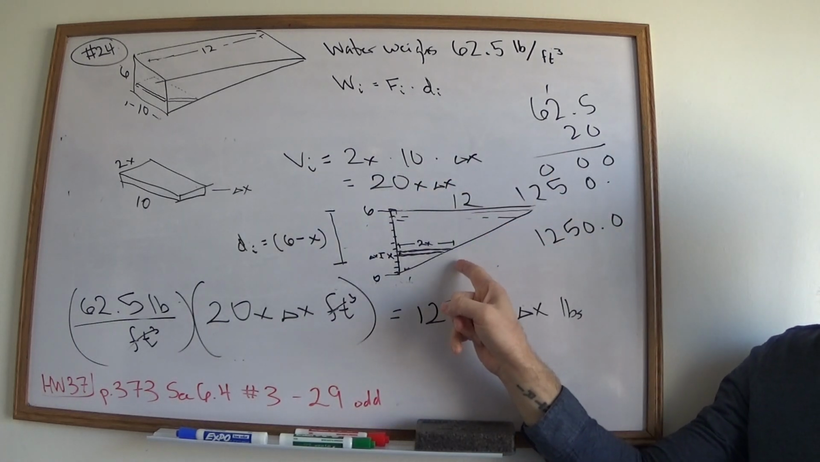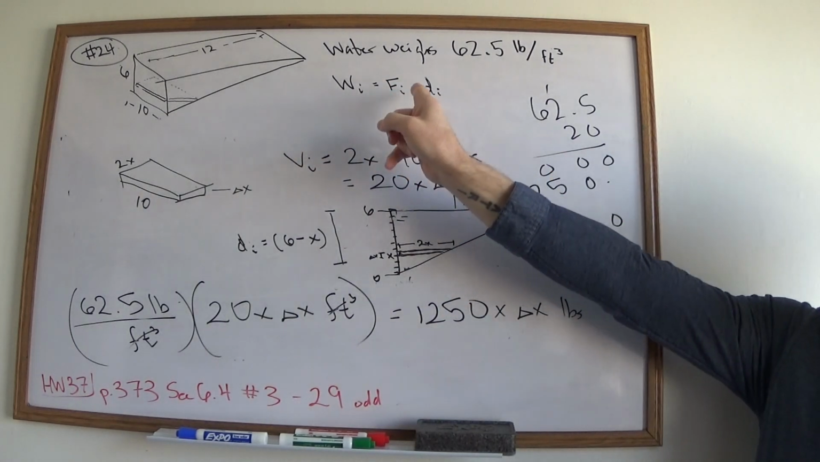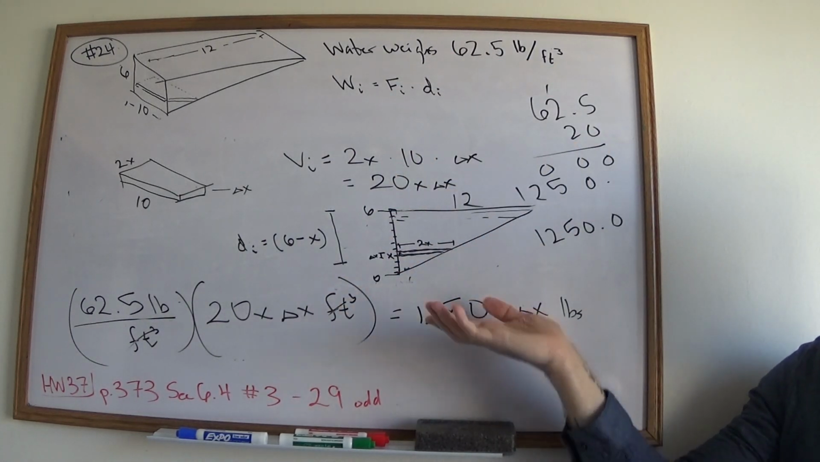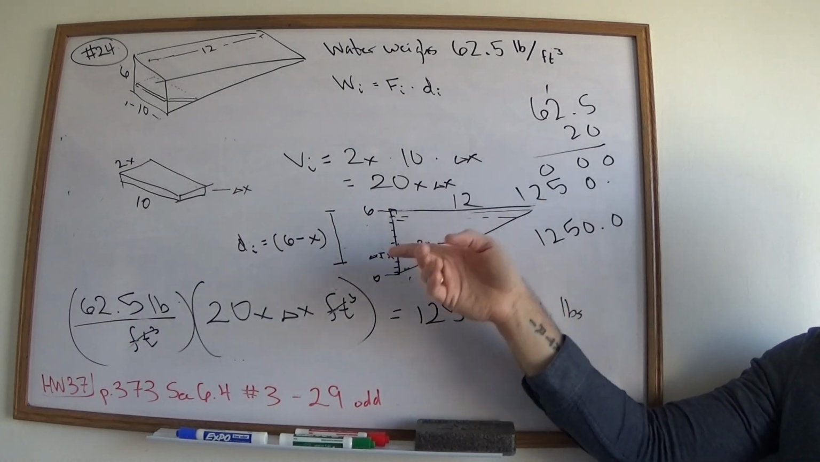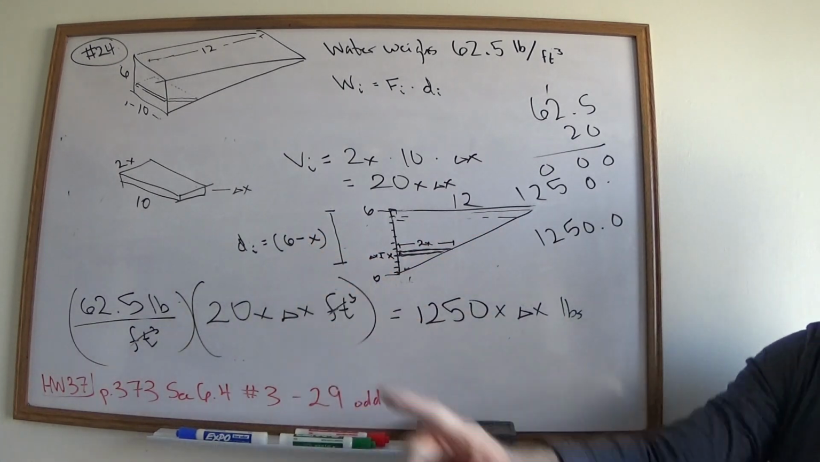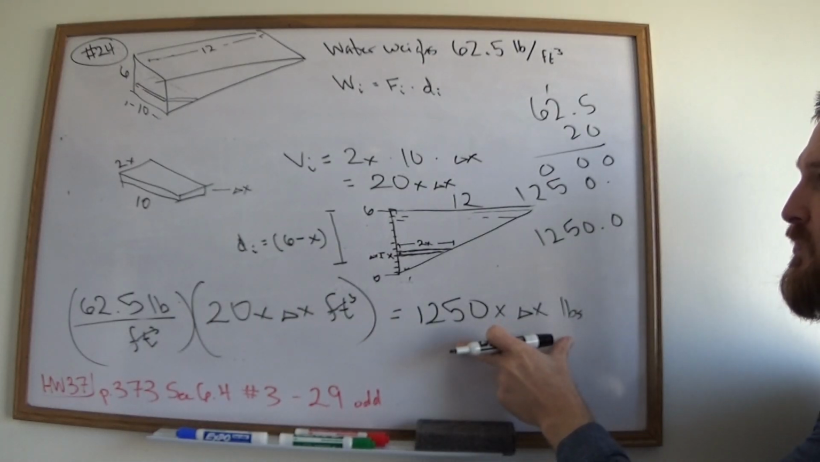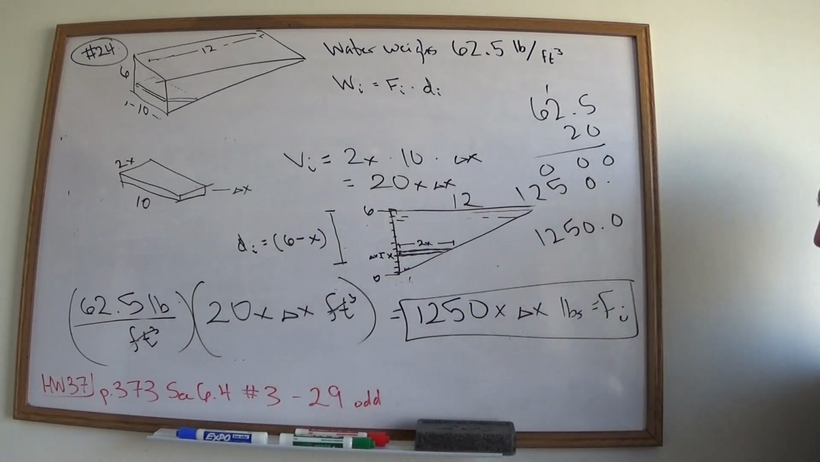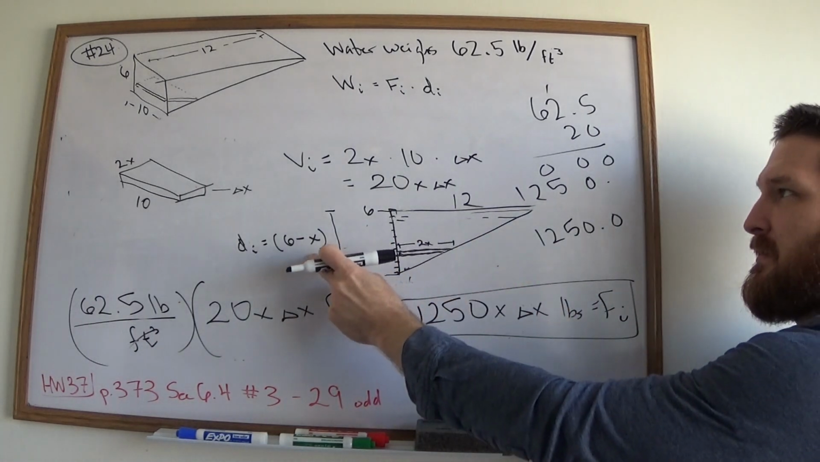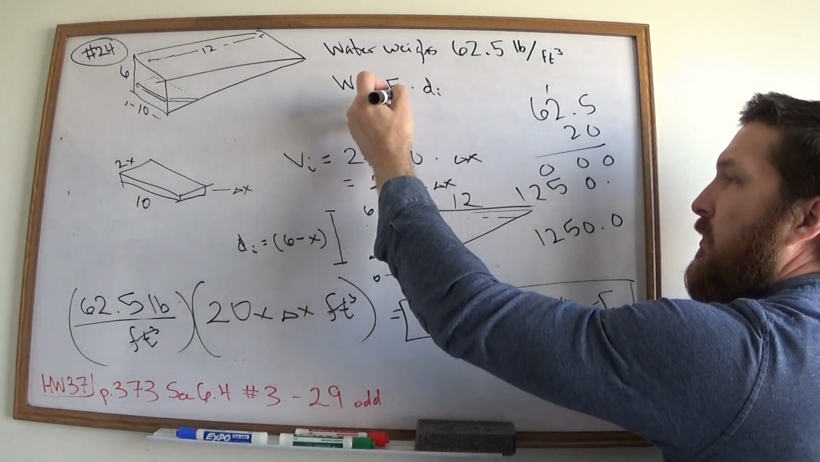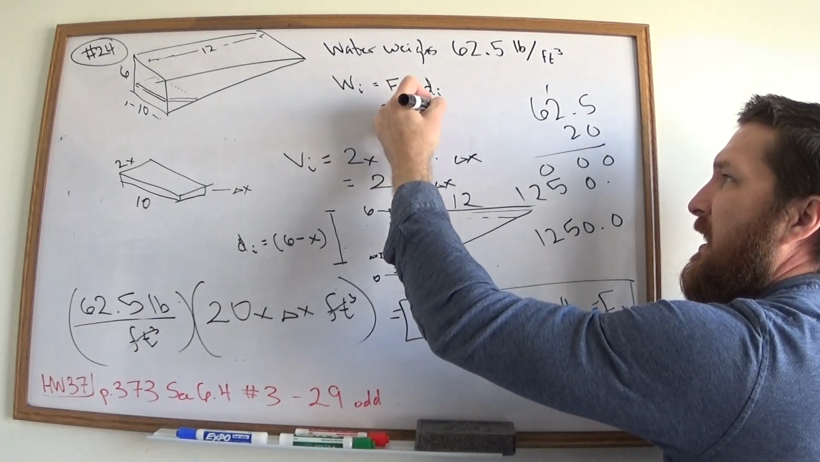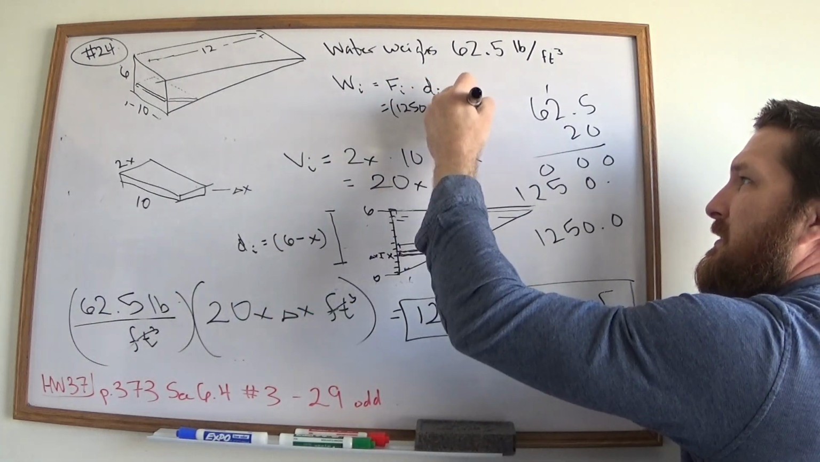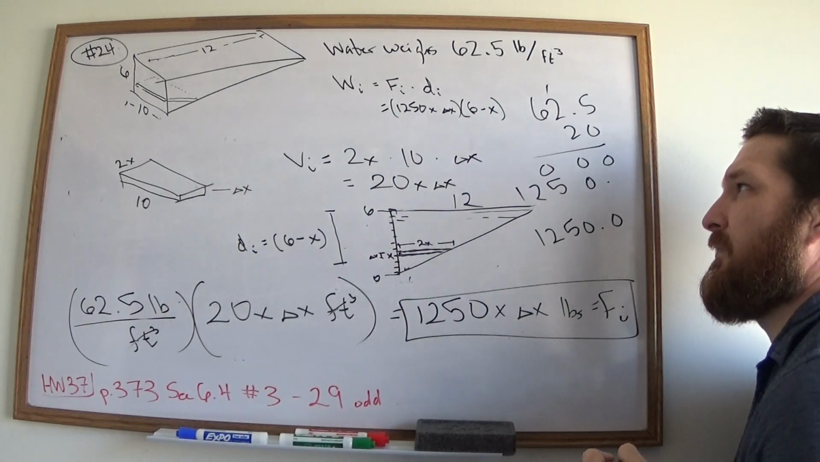And now what we're going to do is add up all of those. That's the force, that's how much one slice weighs. Now we need to multiply it by a distance. So this was the ith force, right there. Now we need to multiply that by the ith distance to get our work. So 1250x delta x was the force. The distance is 6 minus x. That's how far we need to lift it.